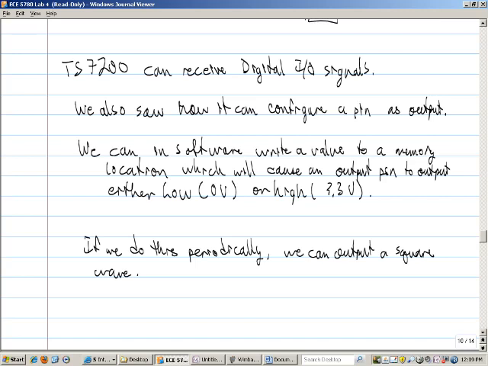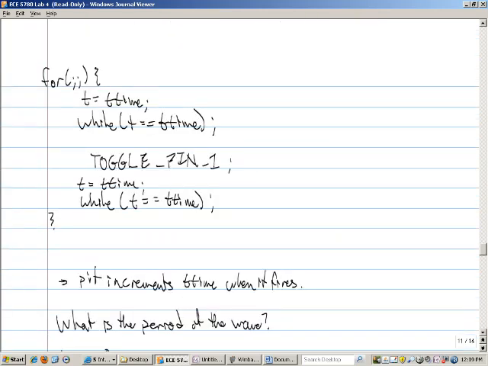Part of the Lab 4 code that I give you is some code that will output a digital I/O signal. You can, in software, write a value to a memory location which will cause an output pin to output either low or high. Okay? The software I'm going to give you will take one of the digital I/O pins, configure it to be an output, and write a value to that pin to say be high or be low. If you do this periodically, all of a sudden you can make a square wave. So if you have something like this: for forever, t equals t time, wait, toggle pin 1.